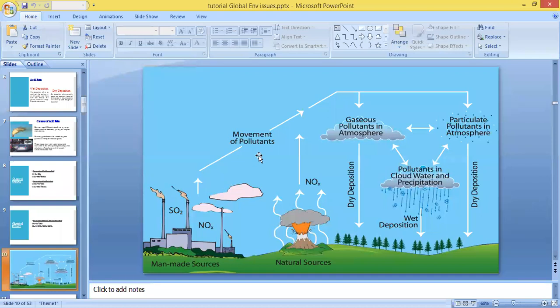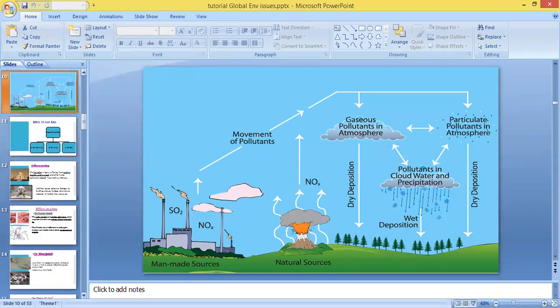So this is the movement of the pollutants. Gaseous pollutants in the atmosphere are stored over here, and natural sources like volcanic eruptions again give rise to NOx gas in the atmosphere. During the precipitation process, it goes back to the surface of the earth in the form of dry deposition and wet deposition. So this is how acid rain is generally formed and comes back to the surface of the earth.